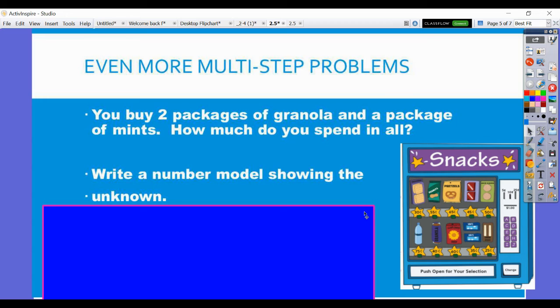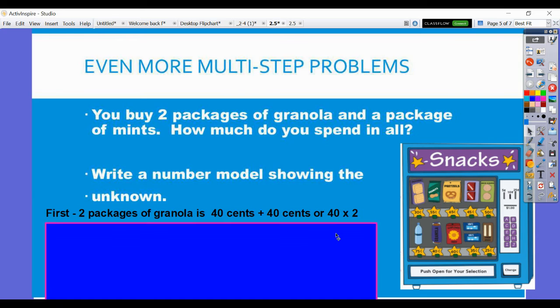And this is something that we have been practicing, and it's really important to understand how to write that number model because, again, it organizes your information so that you're able to solve the problem more efficiently. And so let's take a look again. You buy 2 packages of granola and a package of mints. How much do you spend in all? So when we write this number model, we're going to make sure we show the unknown.